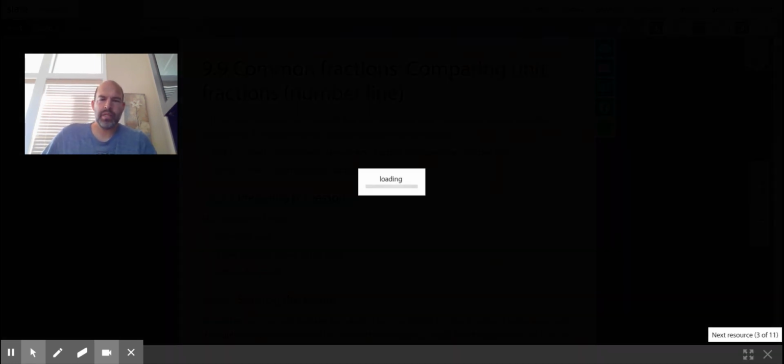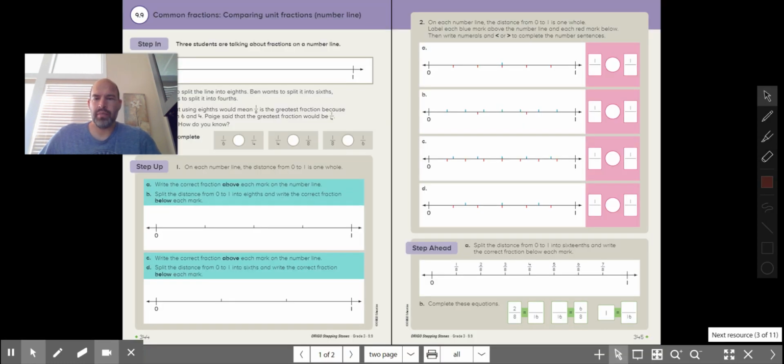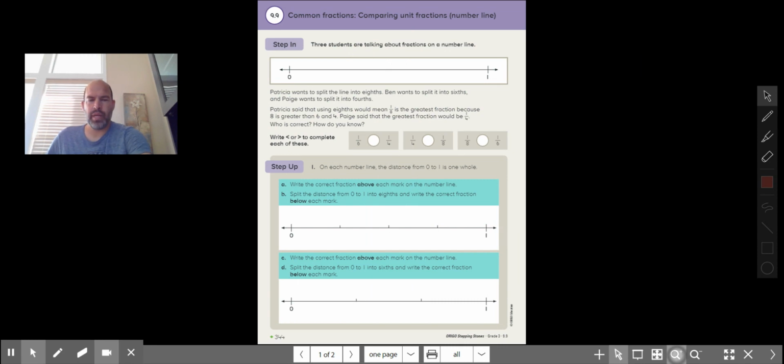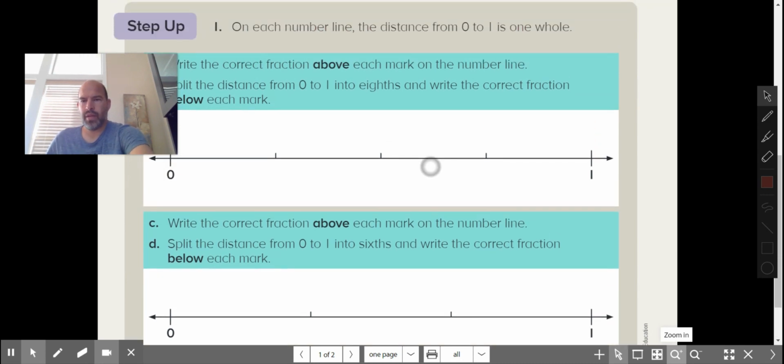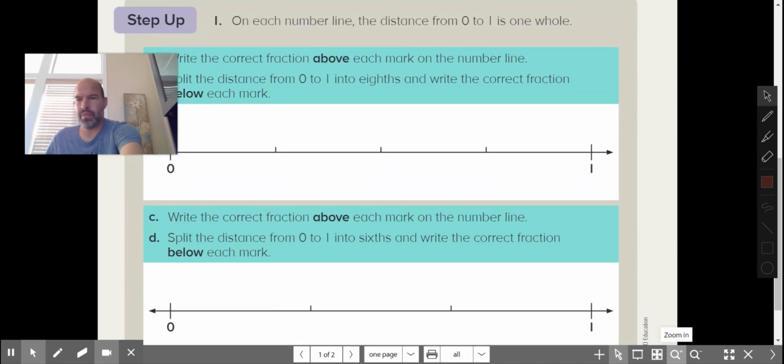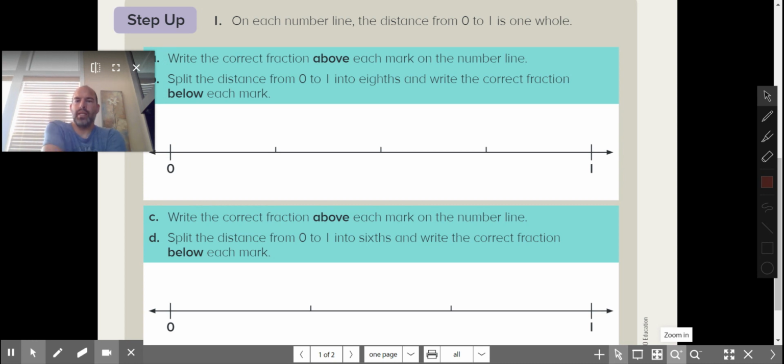Now, let's take a peek at today's lesson. All right. So if we jump here, and I'm going to go to single page mode, and we're going to zoom this up a little bit. All right. Let me see if I can just move my video up a little bit. Okay. It says on each number line, the distance from 0 to 1 is 1 whole. Write the correct fraction above each mark on the number line. Split the distance from 0 to 1 into eighths and write the correct fraction below each mark.